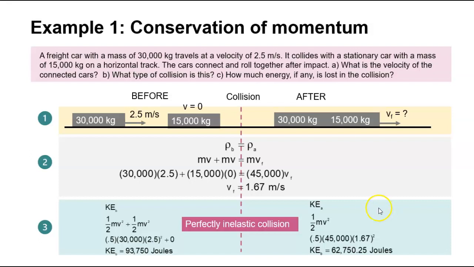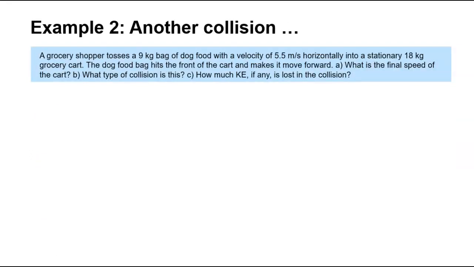All right, let's look at another example. In every example, we're going to highlight a certain point. All right, in this collision, we have a grocery shopper who tosses a 9-kilogram bag of dog food with a velocity of 5.5 meters per second horizontally into a stationary 18-kilogram grocery cart. The dog food bag hits the front of the cart and makes it move forward.